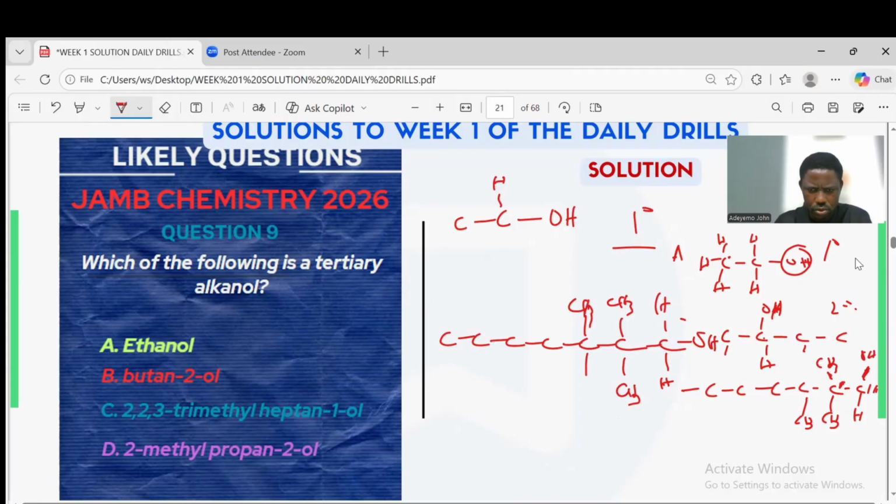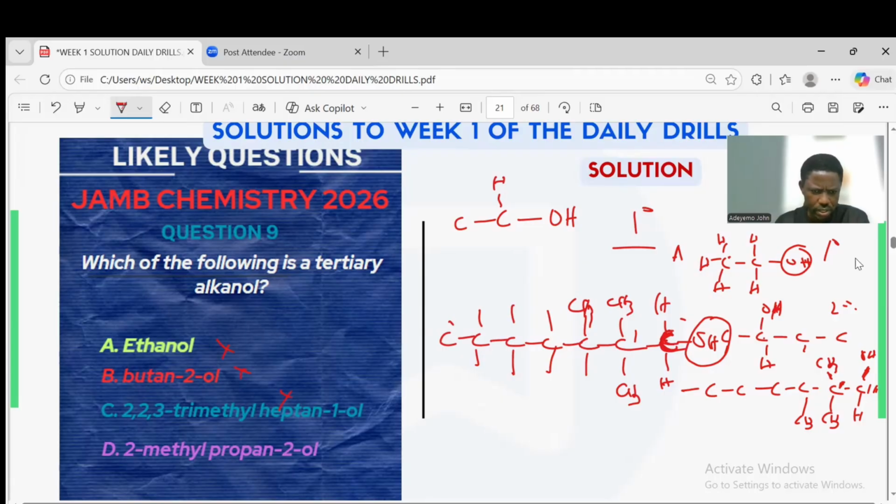All right, but let's just leave the rest of the stuff. Look at the OH group here. This is the carbon. How many carbon atoms are directly attached to this? Only one. This is the one that is directly attached to this group. So that is not. That is also a primary alkanol. So this is not, this is not, this is not.